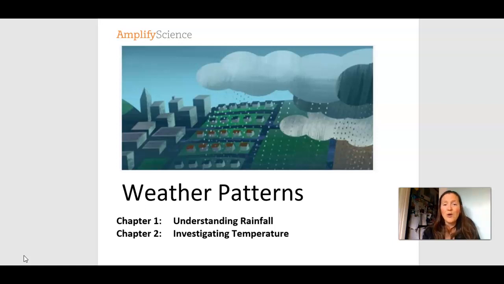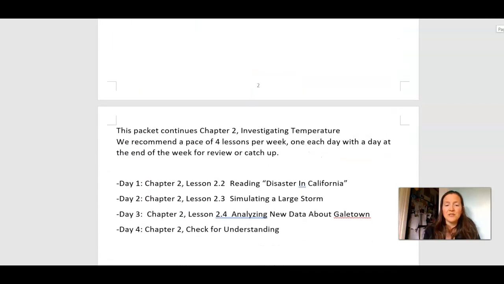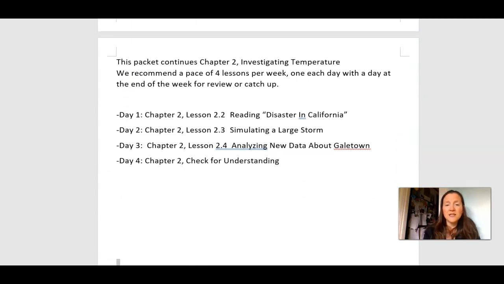Great. I'm going to just do a little overview of what's in this packet, what the schedule is for the next week or the next however many days you're working on this packet, what we're going to do each lesson, and then we're going to get started. So we are in Chapter 2. So a little introduction, and then this packet contains information about investigating temperature, which is Chapter 2.